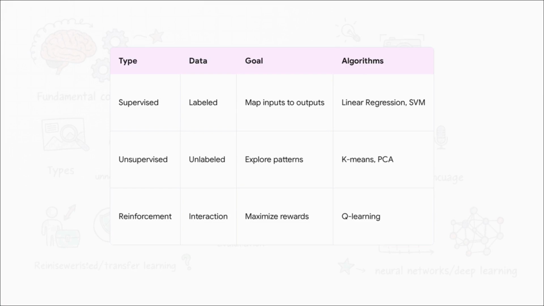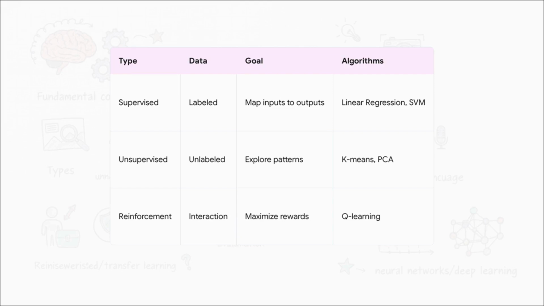Let's think about the type of data they use. Supervised learning requires labeled data, meaning we know the answers beforehand. We are explicitly guiding it. Unsupervised learning, on the other hand, uses completely unlabeled data. We just throw a bunch of raw information at the machine and it's on its own. And reinforcement learning, it has no predefined static data set at all. It interacts directly with a live environment.